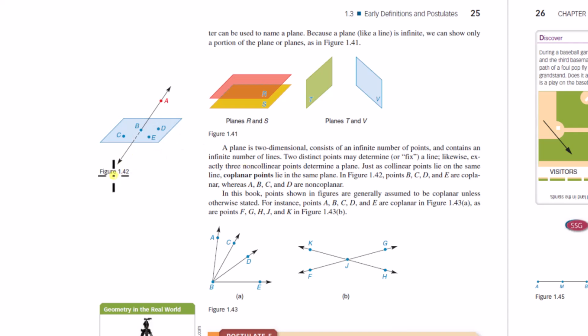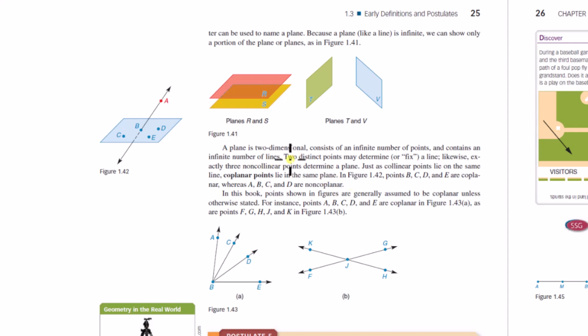So yeah, a line contains an infinite number of points. And actually, so does a plane, just like a line. But something else about a plane is that it also contains an infinite number of lines. You could draw an infinite number of lines within the plane. This line isn't contained in the plane, but you can draw an infinite number of lines in a plane. Two distinct points determine a line. Likewise, exactly three non-collinear points determine a plane. Yeah, so that's interesting as well.